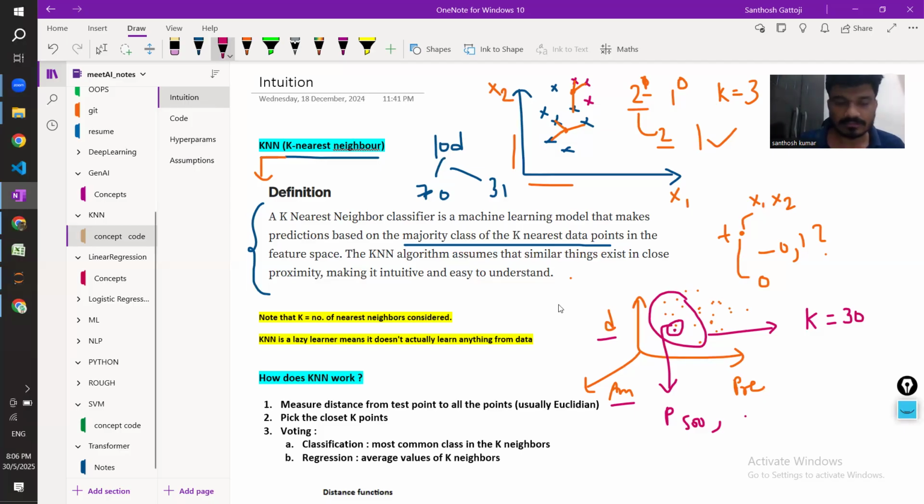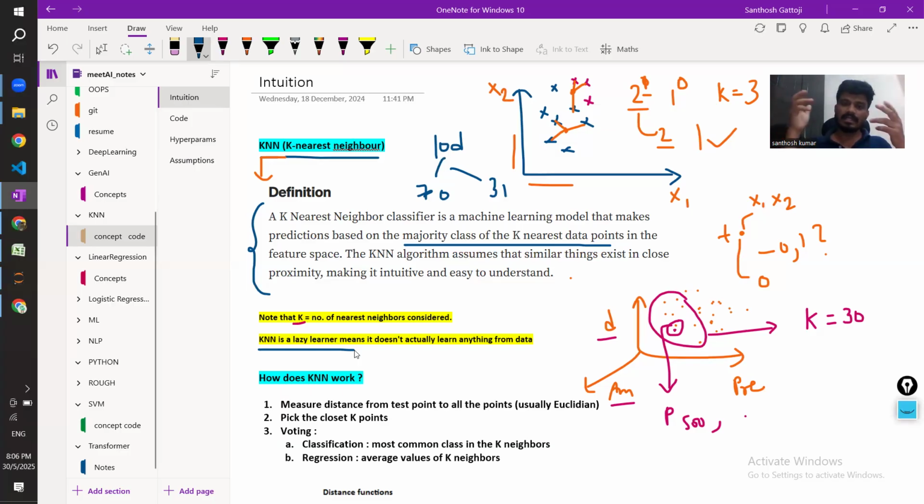So now, K is the number of neighbors we are checking. Also, this algorithm is usually called a lazy learner, meaning it is not learning anything. For example, in logistic regression we have an equation, WX plus something. In SVM we have a plane. That means it has learned. How does it learn? Using gradient descent we optimized it, got the best parameters, decreased the loss, and finally got a line equation.